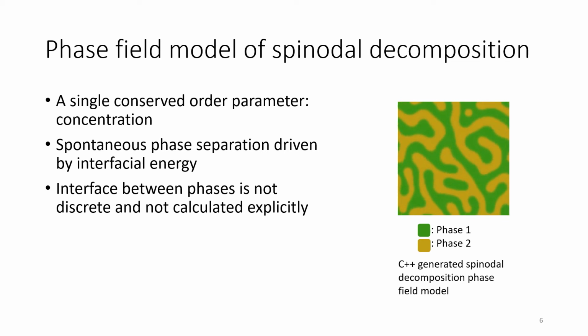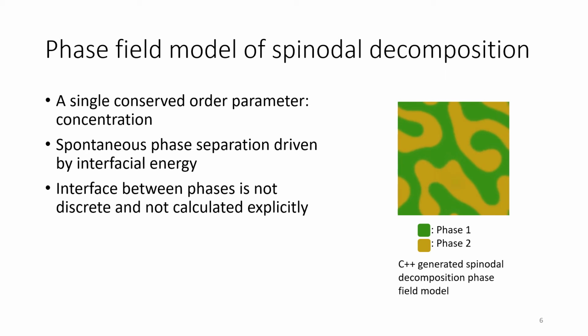This uses a single conserved order parameter, the total concentration of the system. The spontaneous phase separation is driven by interfacial energy, here between the green phase and the brown phase, so that the separation goes faster initially and then slower as the phases become more separated. Again, the interface between the phases is not discrete and is not calculated explicitly. This makes this substantially easier to model than traditional modeling methods would require.